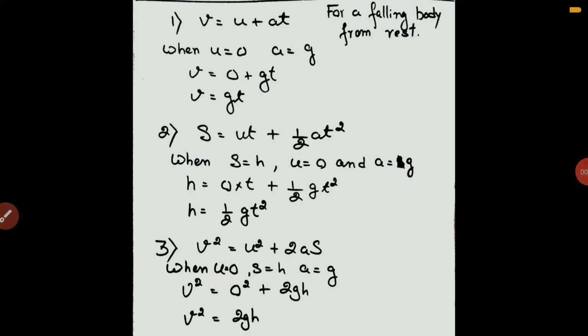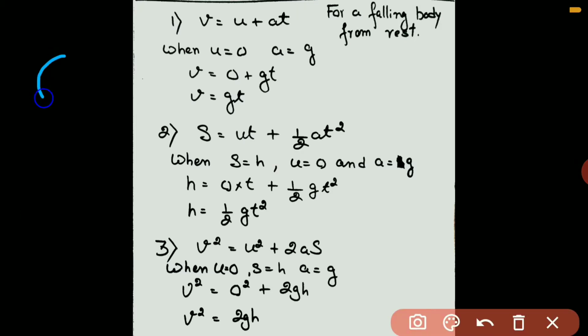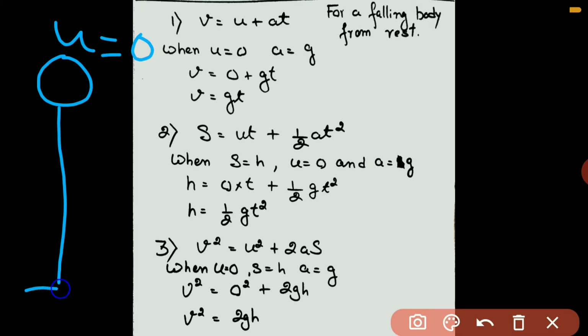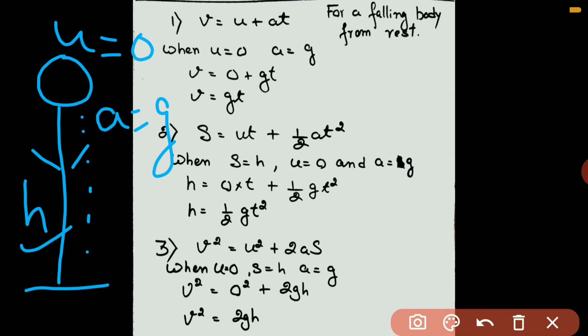The condition given to us was, there's an object initially at rest, that means u equals 0, kept at a height h, and it is allowed to fall. So when this object is falling, it will have acceleration equal to acceleration due to gravity, which is g. Keeping all this in mind, we can change the standard forms of the equations of motion. Here the distance can be taken as h, the initial velocity will be 0 because the object was initially at rest, and wherever I have to use acceleration, I have to use acceleration due to gravity.